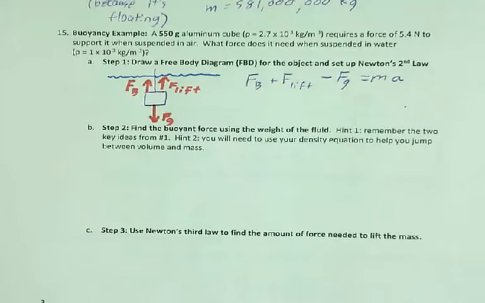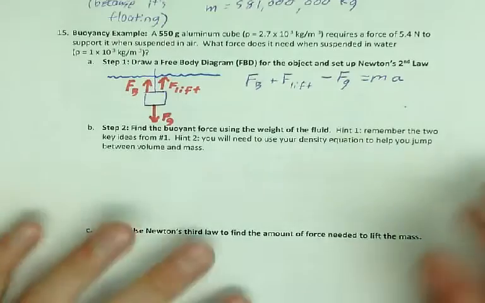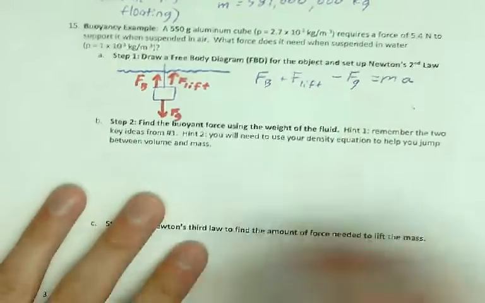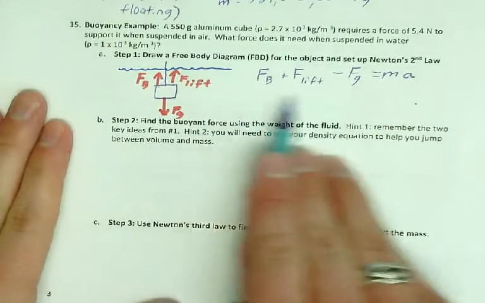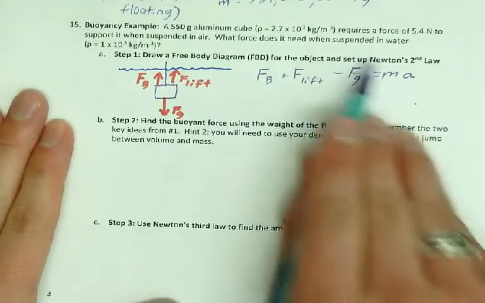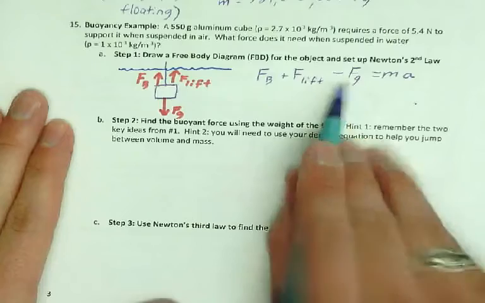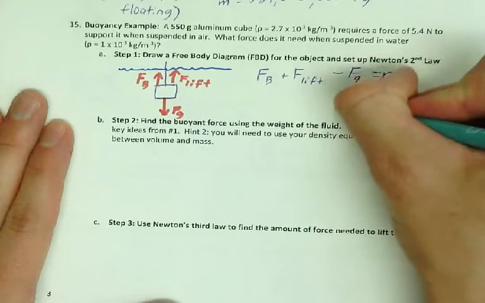Step 2. Find the buoyant force using the weight of the fluid. Remember the two ideas that we talked about earlier, and you'll need to use the density equation to help you. I actually think I made this way simpler for you, so we'll just solve it. Find the buoyant force using the weight. So we can't use this equation to find buoyant force. We do know the weight, so Fg is mg.